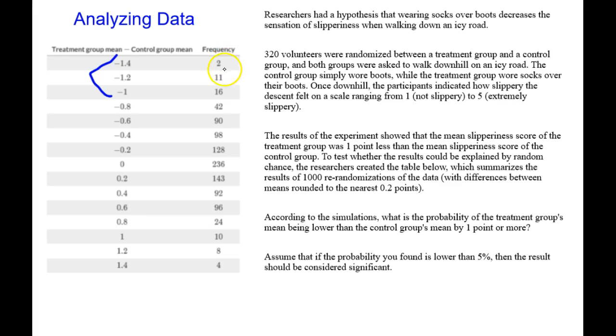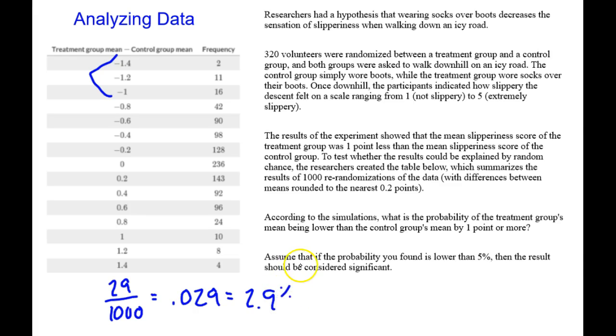So now we add up all these frequencies. 2 plus 11 is 13, plus 16 is 29 out of 1,000 re-randomizations, which as a decimal is 0.029, and as a percent would be 2.9%.